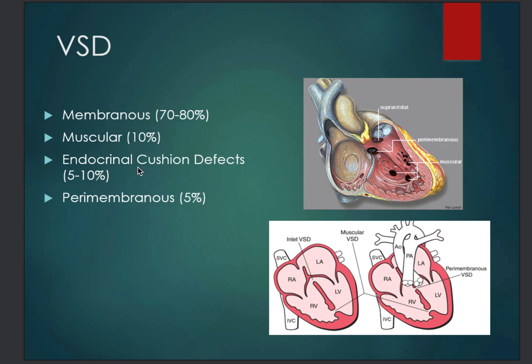Sometimes it's associated with other congenital anomalies, like we mentioned with the ASD primum, and they call these endocushion defects. Of course, it sometimes depends on the size of the VSD, whether it's a large VSD or a small VSD. Sometimes the muscular VSDs are restrictive because during systole, the contraction will restrict the shunt.